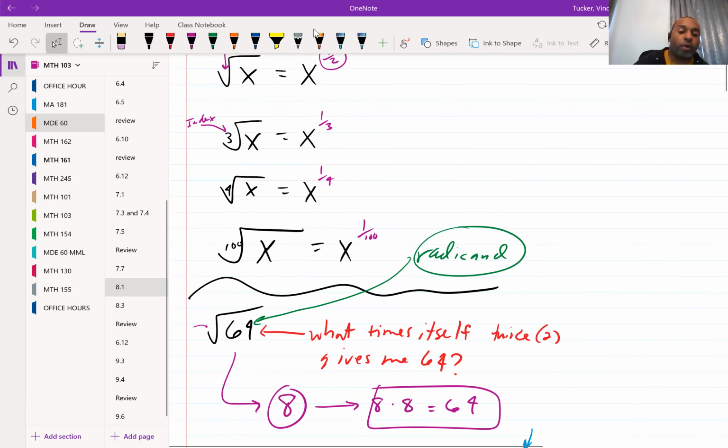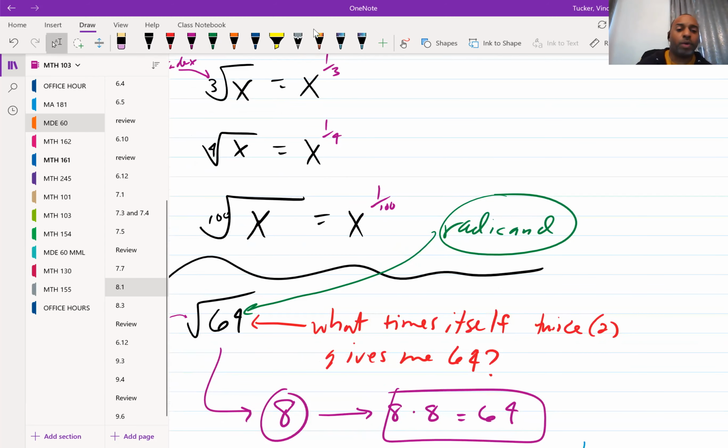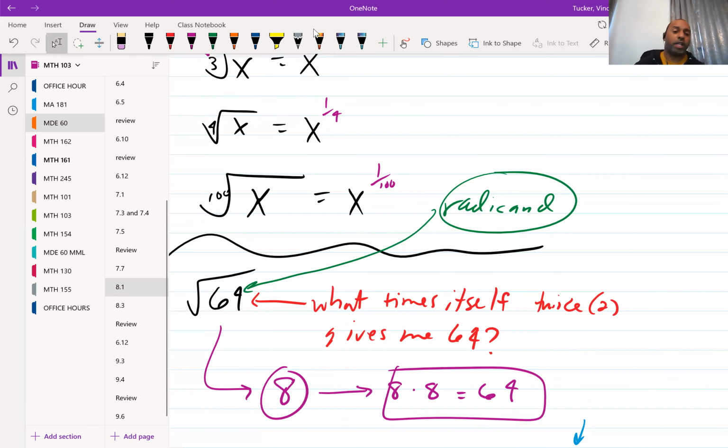So whenever you're looking at the square root of a number, you're asking yourself what times itself twice will give you that number. In this case, we're looking at 64. What times itself twice will give me 64? And that's 8, because 8 times 8 will give me 64. So when you're looking at square root, that's how you should be processing what they're asking.